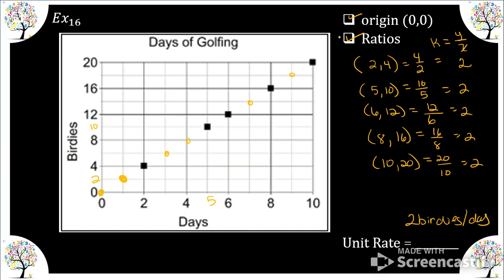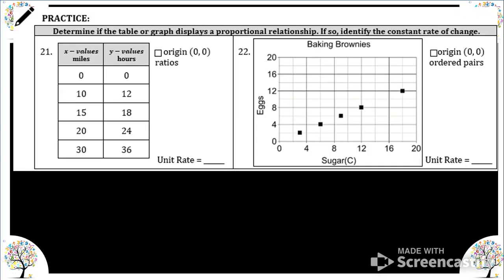So yes, now here's the thing. I am not going to connect these dots because we're not going to have a partial birdie. You either have a birdie or you do not. We could have a partial day, but not a partial birdie. So we're just going to keep this as a scatter plot. So again, our unit rate is 2 birdies per 1 day. Okay, guys, you finished these practice problems. Make sure you check the answer key when you're finished.